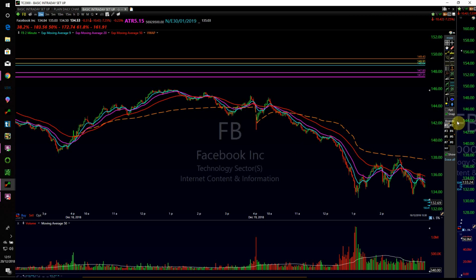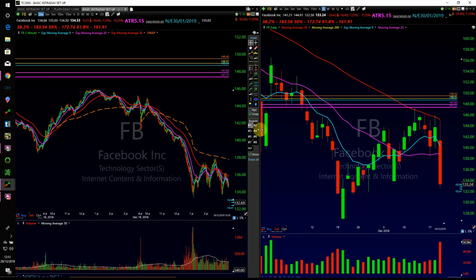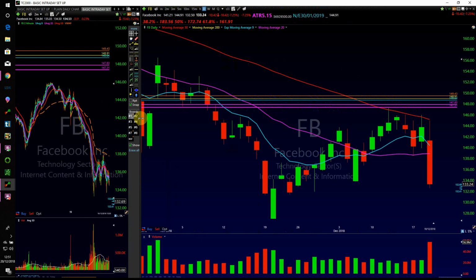But one thing I did notice throughout the day was the importance of daily levels and how Facebook was reacting to daily levels. And when we study the Facebook daily chart, the one thing that becomes apparent is that Facebook loves levels. It loves whole numbers, it loves daily levels, and it loves trend lines, both daily and intraday. So let's have a look.